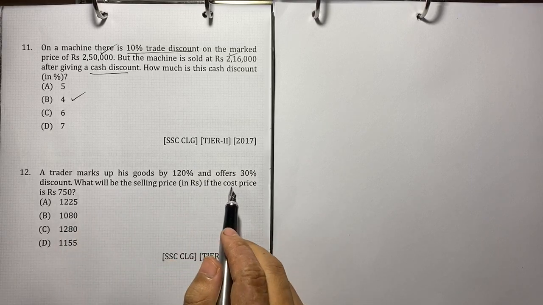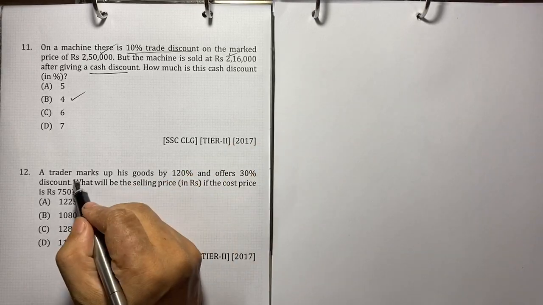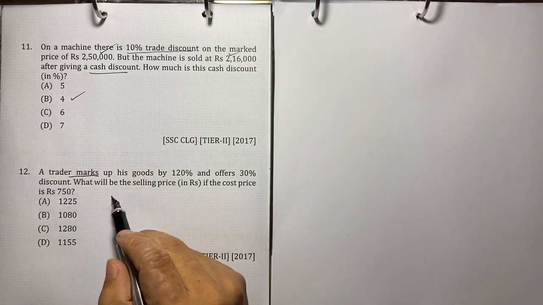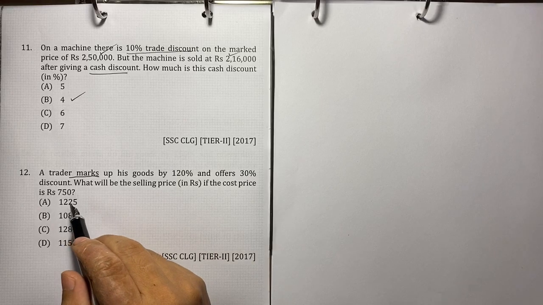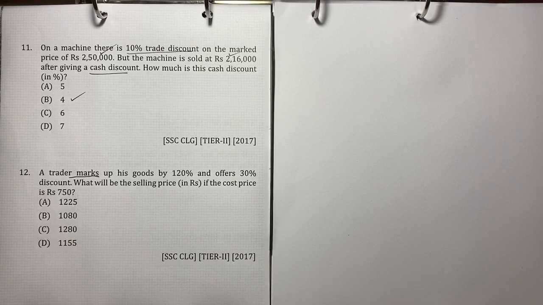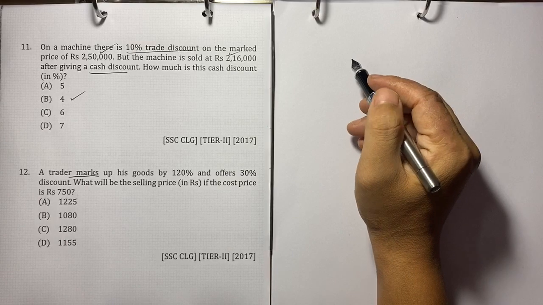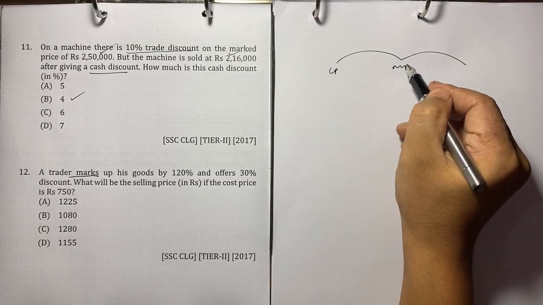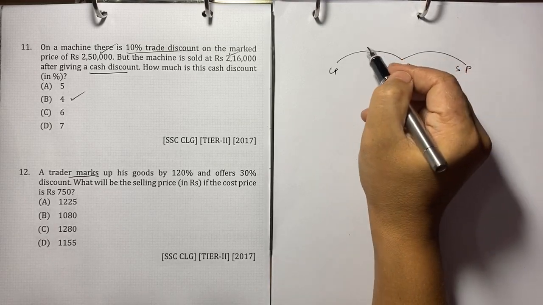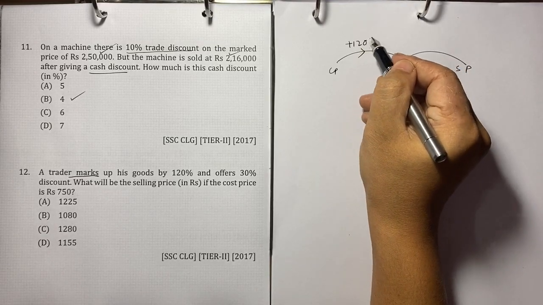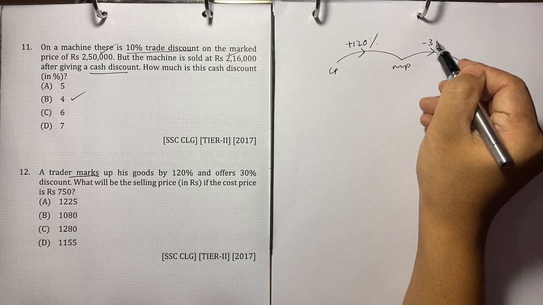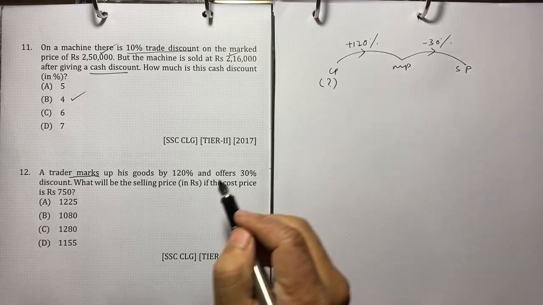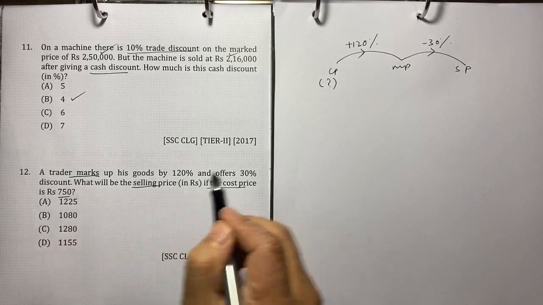What will be the selling price if the cost is this? Okay, mark price. A problem, draw a diagram. What will be the selling price if the cost price is this? So this will be 120% markup and the discount is 30%. The question gives the cost price and asks for the selling price. Okay, if the cost price is this, what will be the selling price?